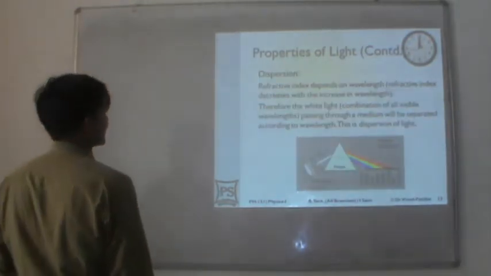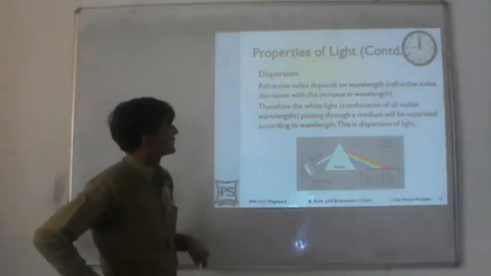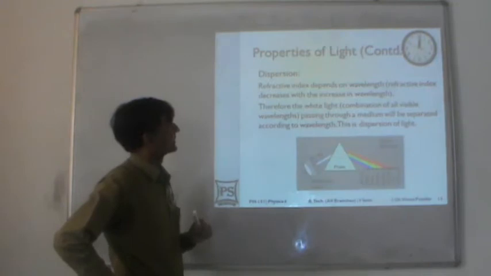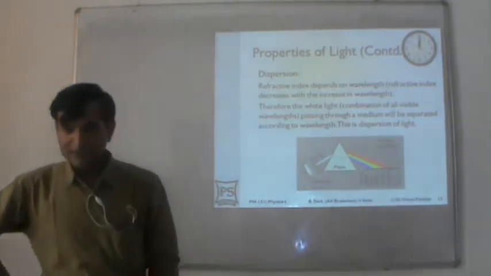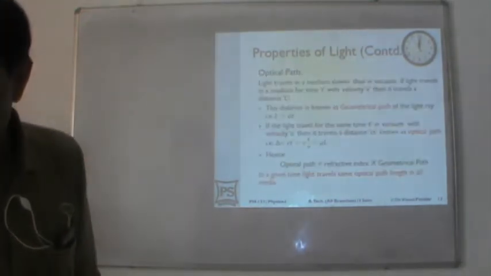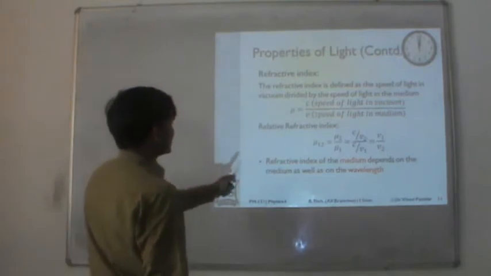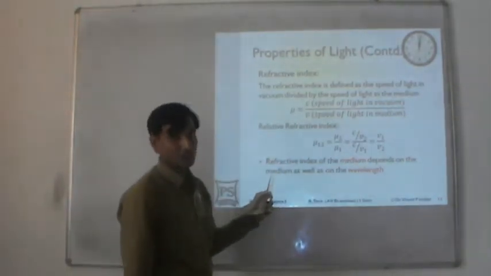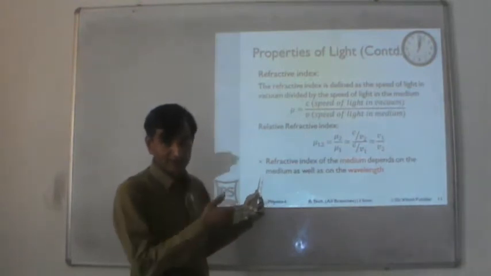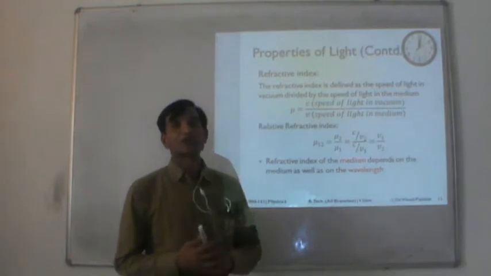Now we come to the next concept, which I think you have studied in detail in your 12th class, dispersion of light. Now when I say dispersion of light, one important point which I probably missed in the discussion of refractive index: the refractive index of the medium depends on the medium, of course, because we are talking about the velocity of light in that medium. But it also depends on the wavelength of the light.